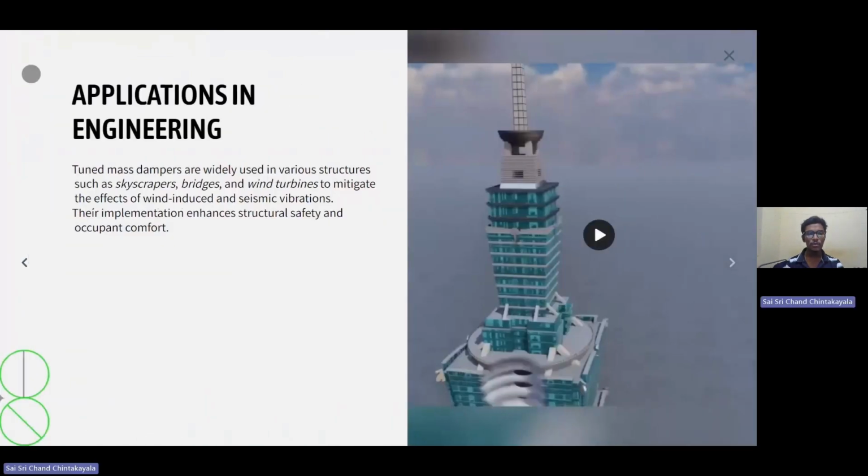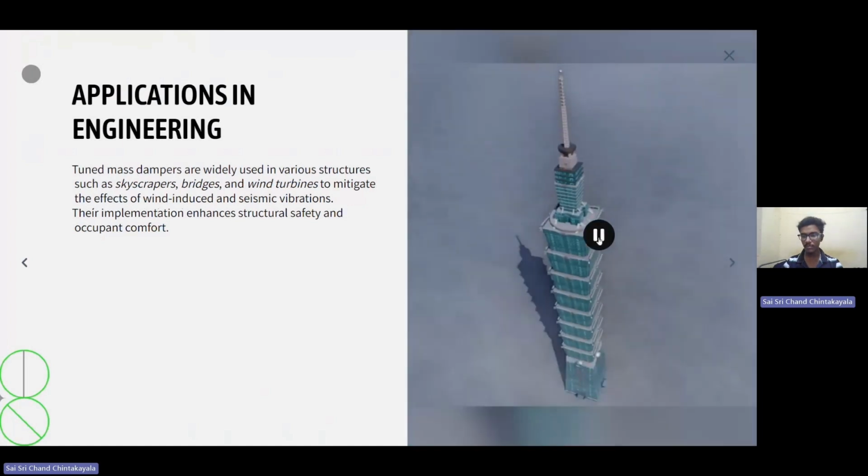Coming to the application, tuned mass dampers are widely used in various structures such as skyscrapers, bridges, and wind turbines to control and reduce the effects of wind-induced vibrations and also the seismic vibrations caused by earthquakes. And here we can see the working of this tuned mass damper in this video.